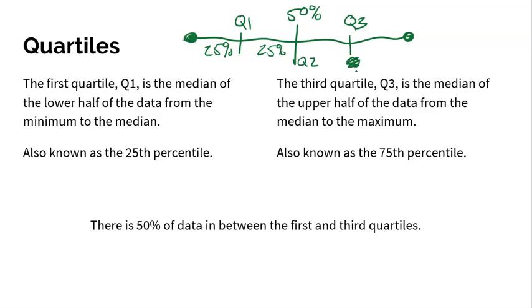I put Q3 there on top, right? This is known as the 75th percentile, because again, if it's the middle of the upper half, then it takes the upper half and splits it into 25%, 25%. And remember, the definition of a percentile is the percent below. So that's why we get 75%. You can literally see the 75% below Q3.